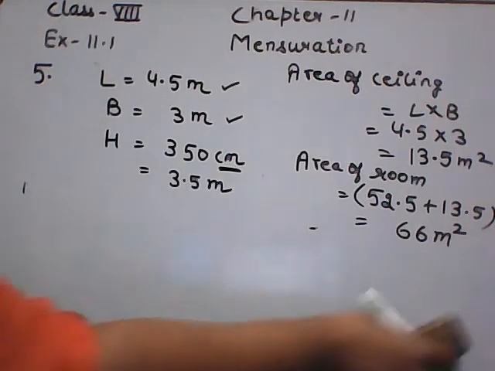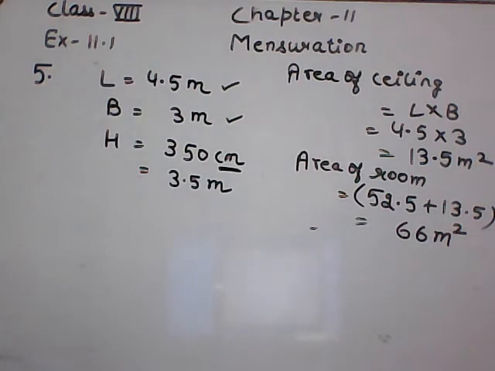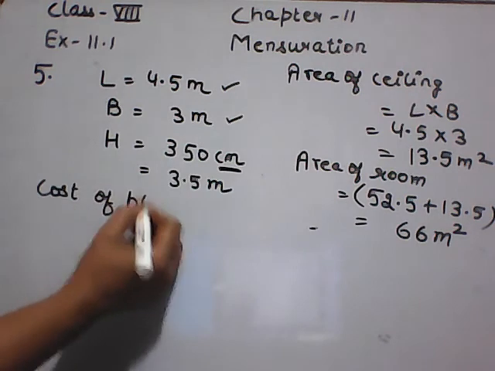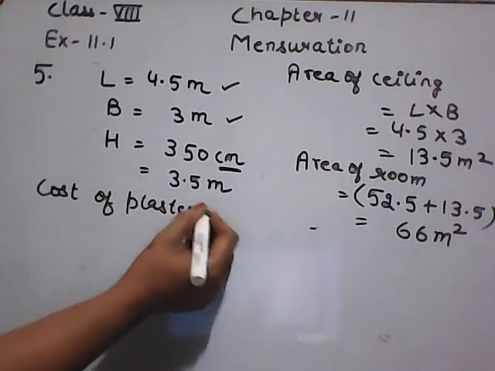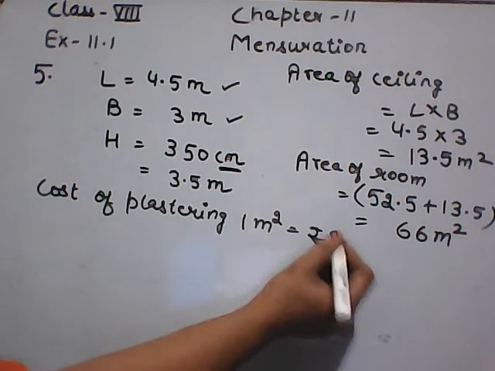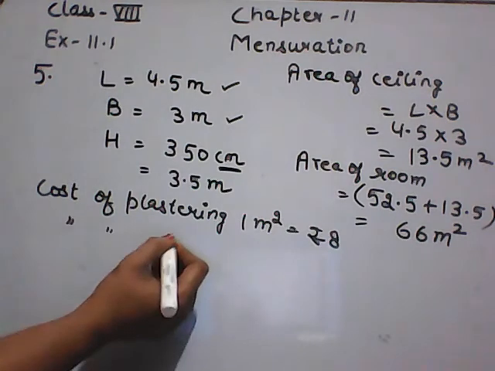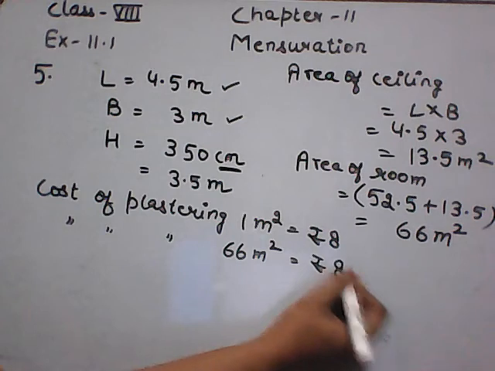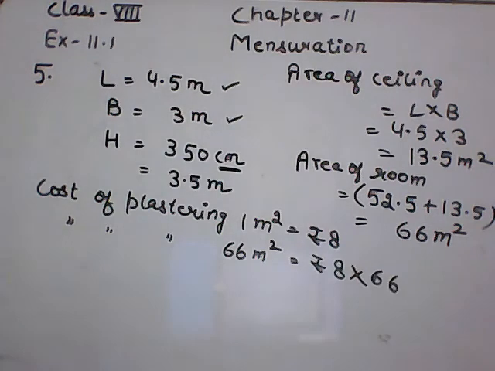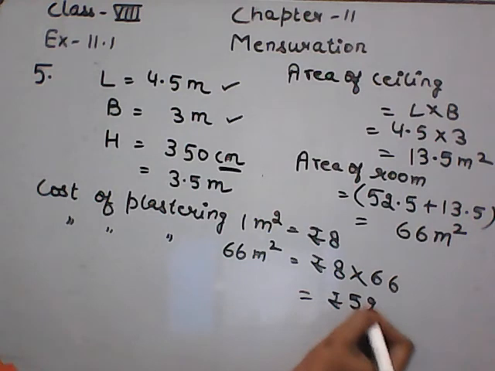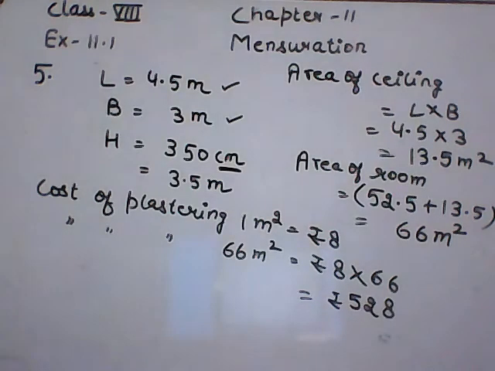The cost of plastering for 1 meter square is given to you rupees 8. Now the cost of plastering for 66 meter square will be rupees 8 multiplied by 66. 8 multiplied by 66 is rupees 528. In this way you can calculate the cost of plastering. Let's move to the next question.